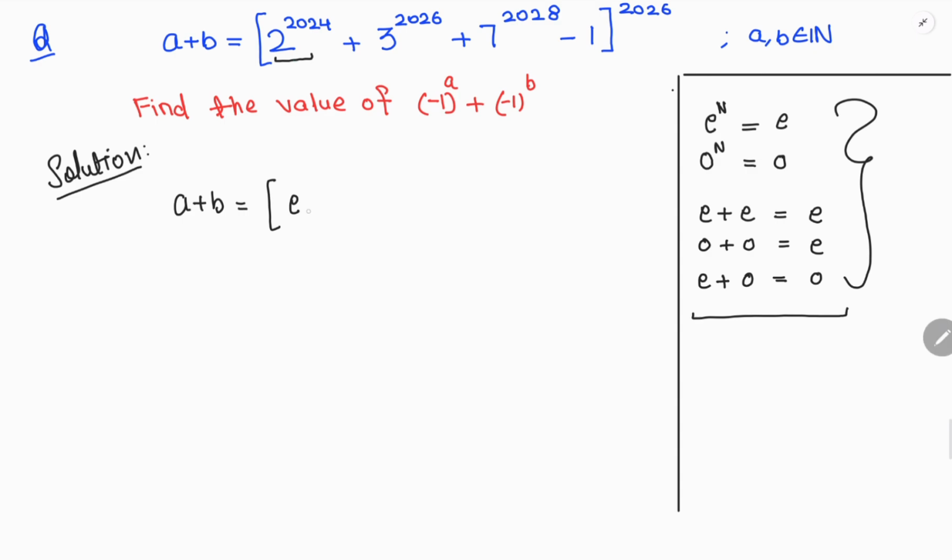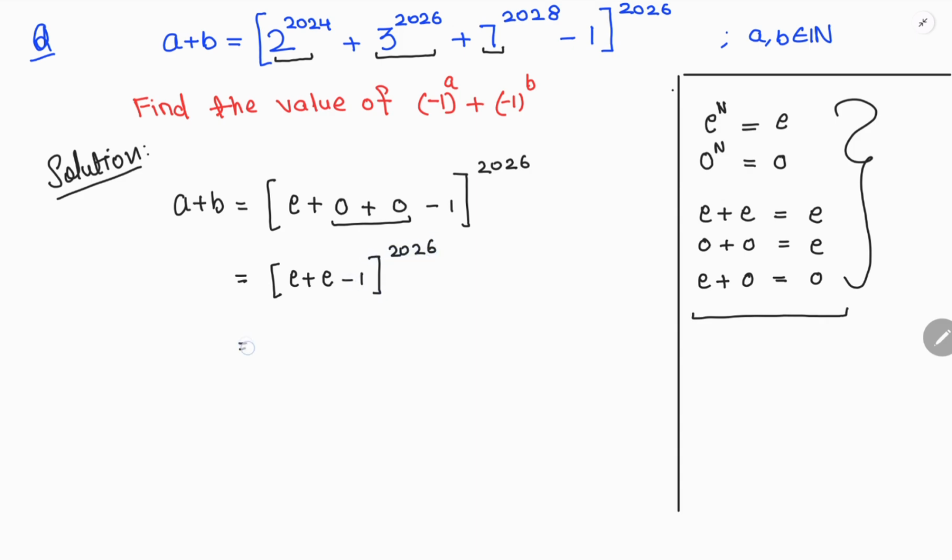So this will be even, plus 3 raised to power 2026 will be odd, right? Plus 7 raised to power 2028, that will be odd, because when the base is odd, whatever the power, the answer is odd. Minus 1 raised to power 2026, right? Okay, now let us see here. This is even plus odd, which is also even, minus 1 raised to power 2026, right?